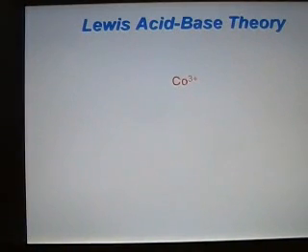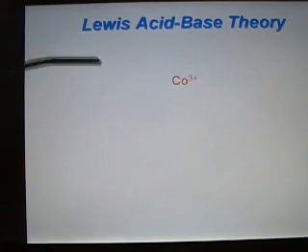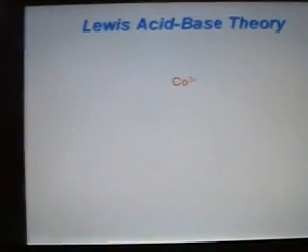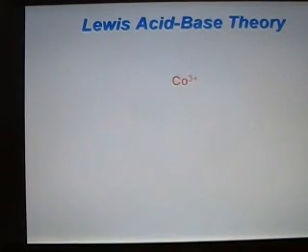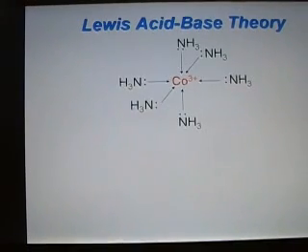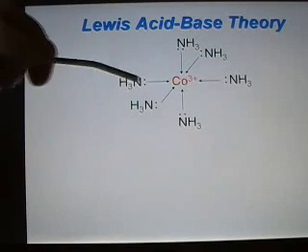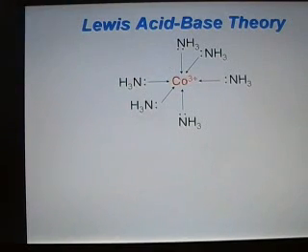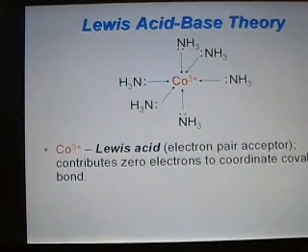Now let's talk a little bit about Lewis acid-base chemistry. Let's start out by thinking about cobalt 3+. So there's the cation. We know that it has empty d orbitals that can accept lone pairs of electrons from a ligand. So we bring in 6 ligands. We'll make them ammine ligands. And they come in, and those lone pairs on the nitrogens interact with the cobalt d orbitals and form coordinate covalent bonds. So we think of the Co3+ as the Lewis acid.